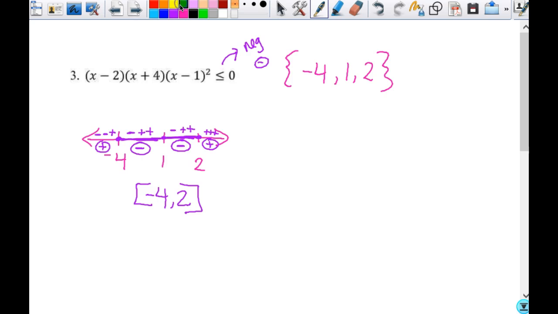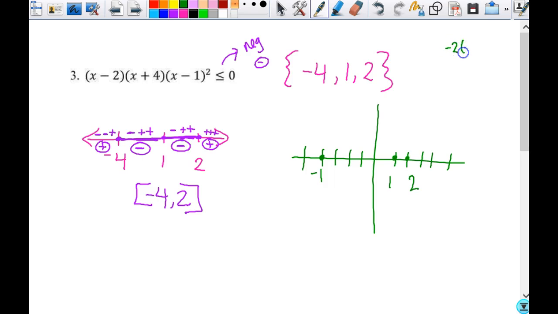Then let's just sketch this real quick. So I'm here at -4, here at 1, and at 2. My y-intercept would be -2 times 4 times +1. Oh, shoot. Thank you. Yeah, -4. All right, so I do get a -8 for my y-intercept, right? I'm pretty sure I do.